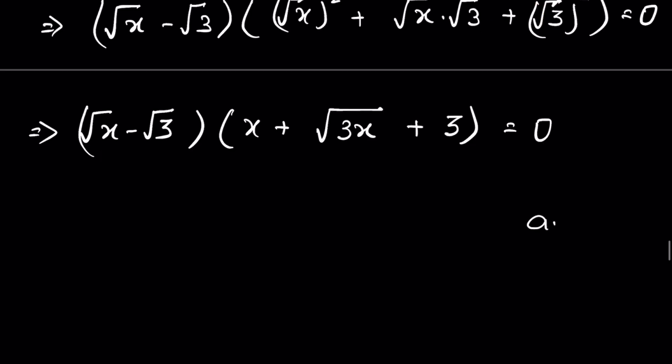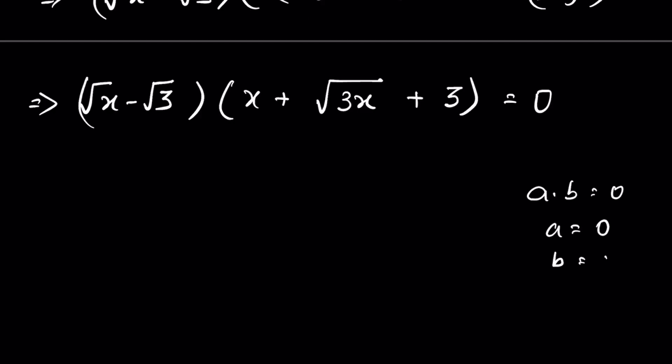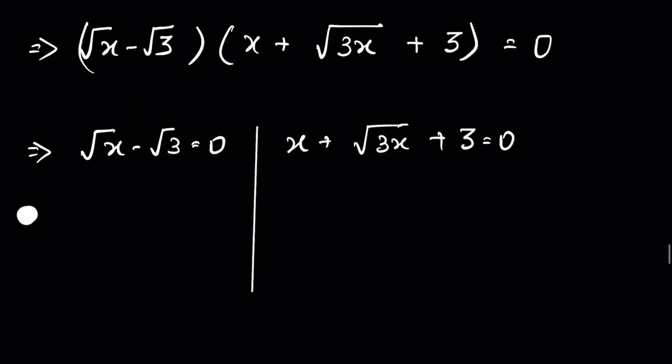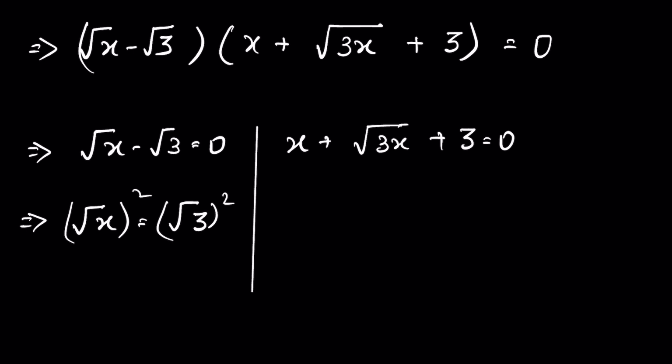When a times b equals 0, then either a is equal to 0 or b equals 0. That means when square root of x minus square root of 3 equals 0, and second is x plus square root of 3x plus 3 equals 0. Or square root of x equals square root of 3. That means we square both the sides, so it is x equals 3. So this is one solution for x.